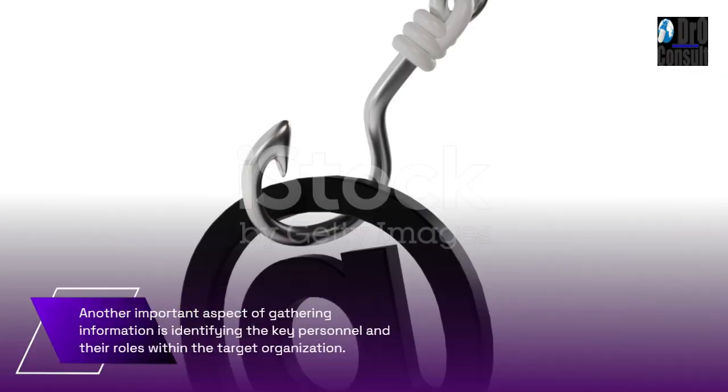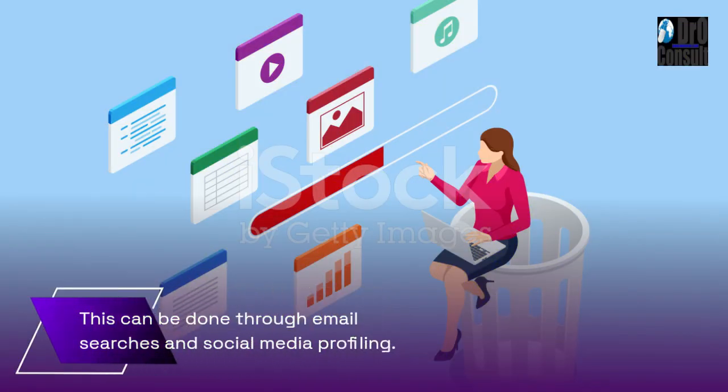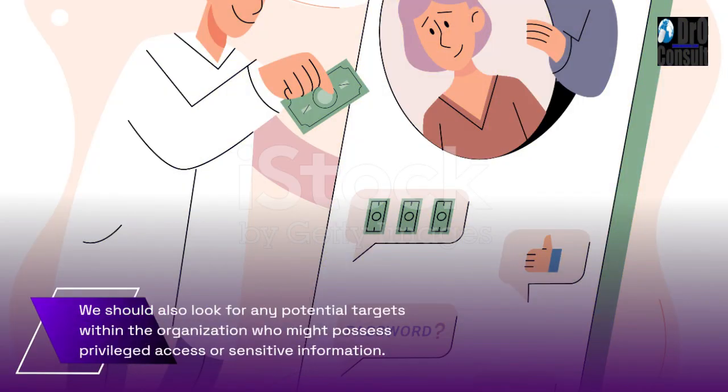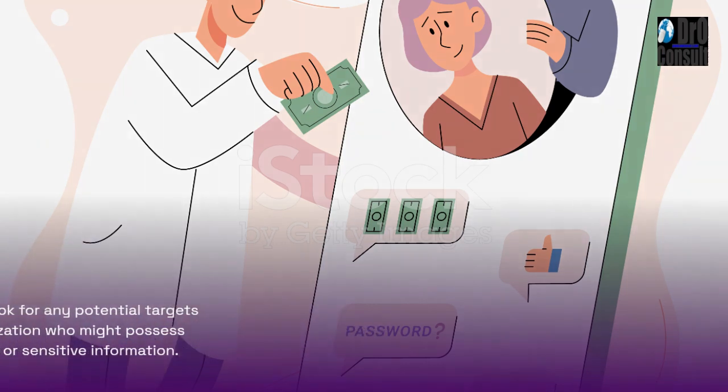Another important aspect of gathering information is identifying the key personnel and their roles within the target organization. This can be done through email searches and social media profiling. We should also look for any potential targets within the organization who might possess privileged access or sensitive information.